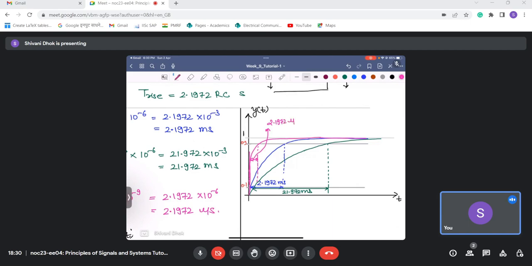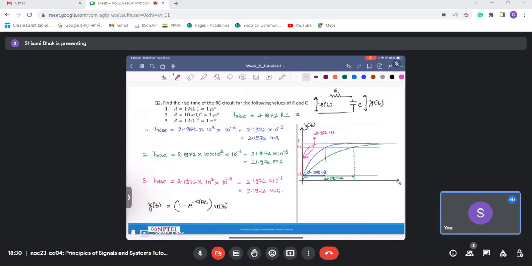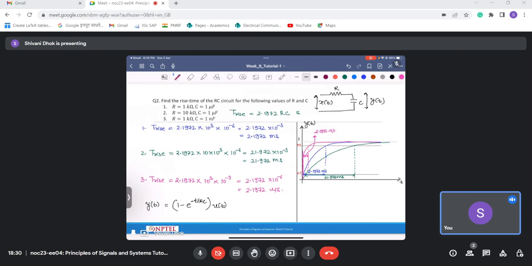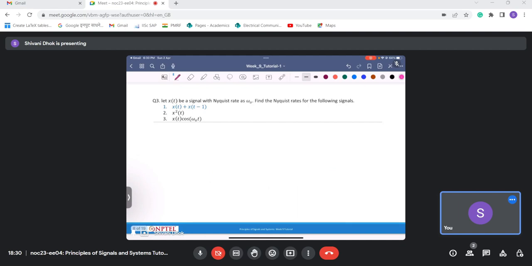2.1972 microseconds. So what we observe is, smaller the value of t rise, or smaller the value of R into C, faster it will reach to its maximum value. So smaller the value of time constant, which is equal to RC, faster it will reach to its maximum value. I hope this is clear from this example. If it is not, please let me know. I'll put more light on this. If not, then let us go ahead for the next question.